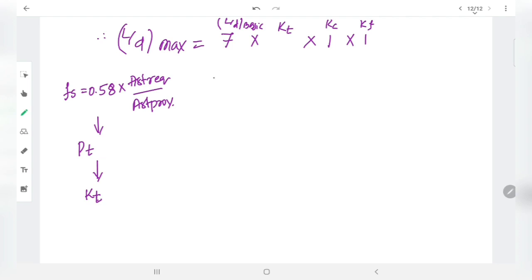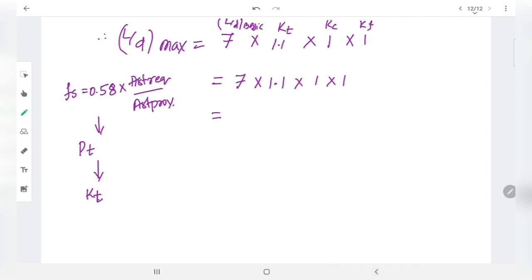So here we have solved the value of KT, that is nothing but we already calculated. Just go through the procedure which we already solved. How to calculate KT is discussed in the previous videos also. So we got KT is equal to 1.1, KC and KF becomes 1, there is no such modification. These are the modification factors. So we got a value of 7.7, that is L by D max is equal to 7.7.